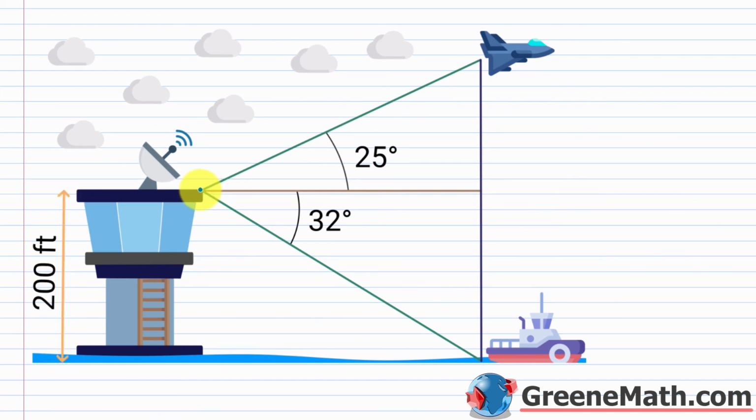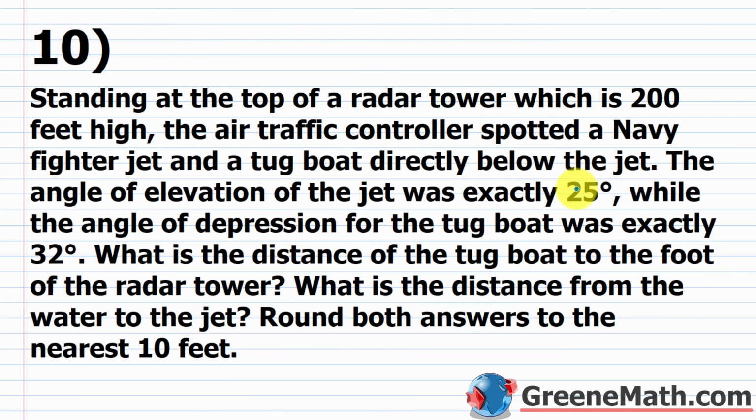And this is where my guy is going to be. And so coming back, it also says that you have these two things that he's seeing, right? So one is a jet, and then one is directly below, it's the tugboat. So with the angle of elevation for the jet, it's 25 degrees. And then for the angle of depression with this tugboat, it's 32 degrees.